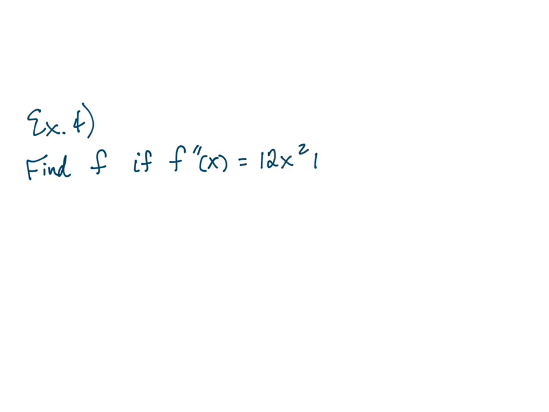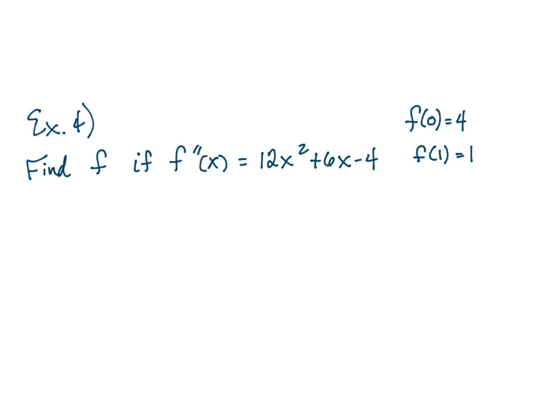I don't think I got a picture of this one. This is going to be example 4. Find f if f double prime of x is 12x squared plus 6x minus 4. And they give us two conditions: f of 0 equals 4 and f of 1 equals 1.